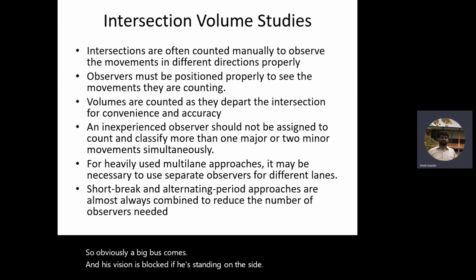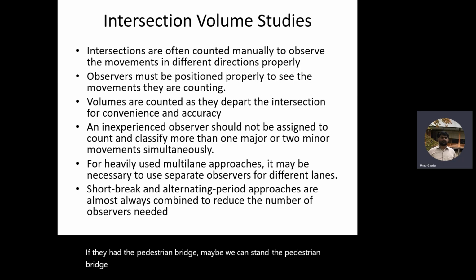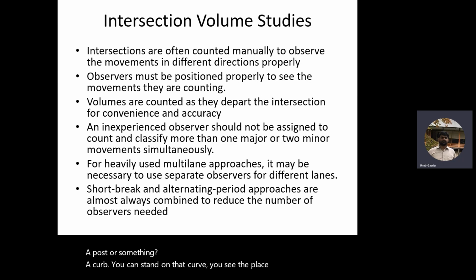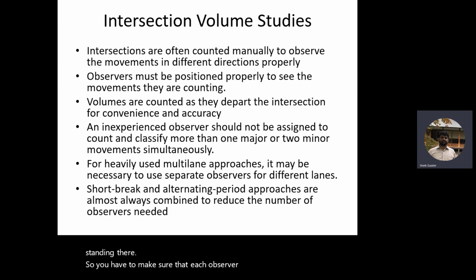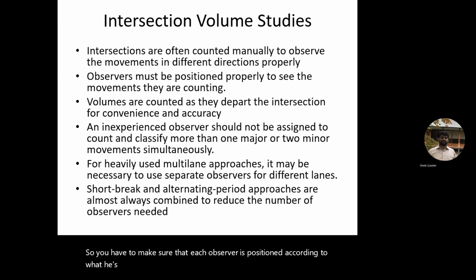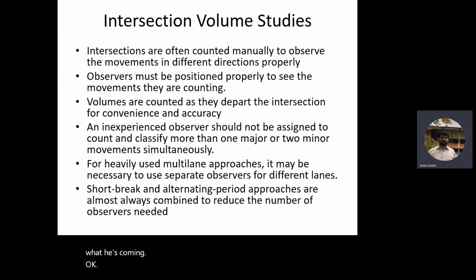So obviously, a big bus comes and his vision is blocked if he is standing on the side. So either he can be standing on the median. If there's a pedestrian bridge, maybe he can stand on the pedestrian bridge. In some cases, we have signals, and around the signal you see a post or something. A curb, you can stand on that curb. You see the policemen are standing there. Okay. So you have to make sure that each observer is positioned according to what he is counting. Again, this is related to convenience and accuracy.